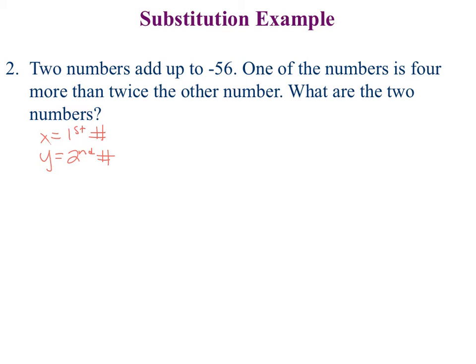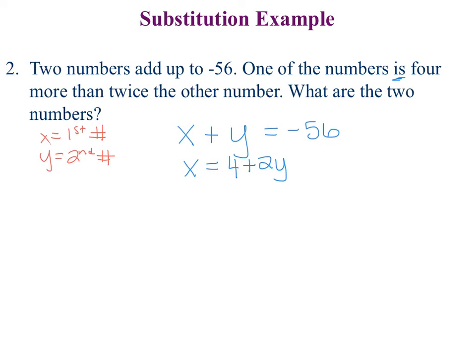So with substitution, you basically take the sentences, get rid of the words, and write equations. So two numbers add up to negative 56. Well, that's pretty easy. We've got these two numbers that are variables, x and y. So x plus y added up equal negative 56. And then the second equation says one of the numbers is 4 more than twice the other number. So it doesn't matter which one we pick because we don't have specifics here. So one of the numbers, I'm just going to call that x. And then the word "is" is my equal sign. So "is 4 more than" would be 4 plus twice the other number, and the other number would be y if we're using x. So we've got x equals 4 plus 2y.